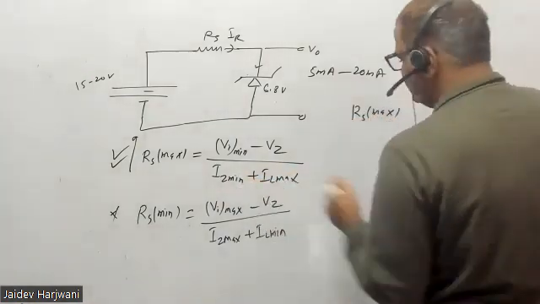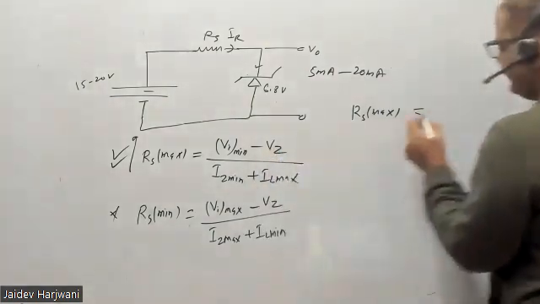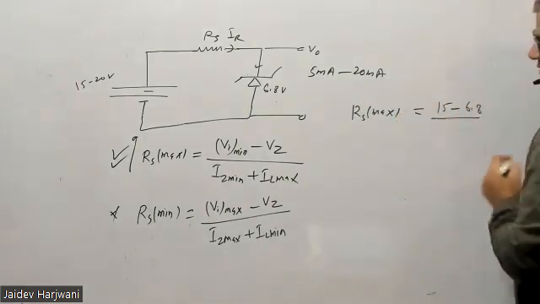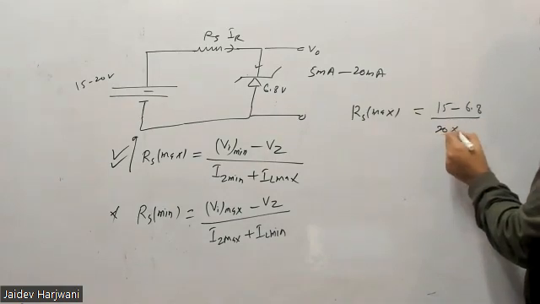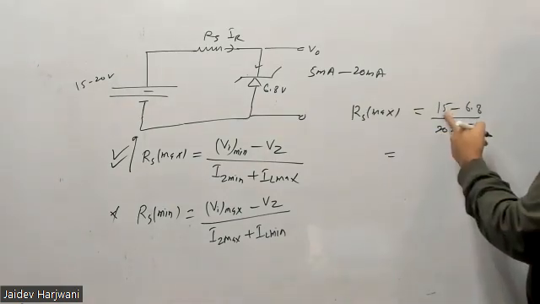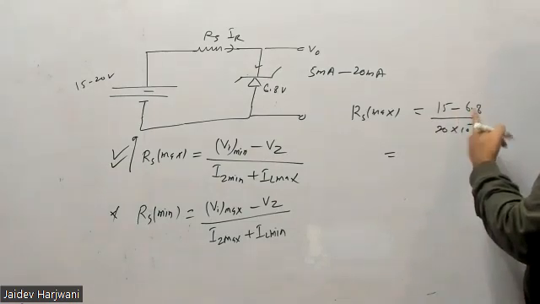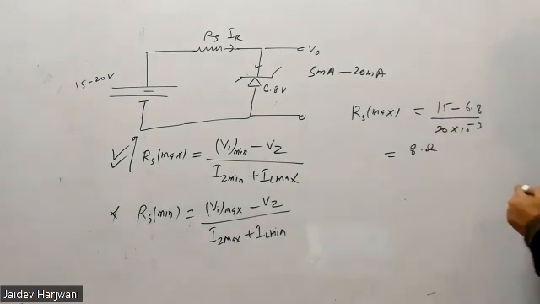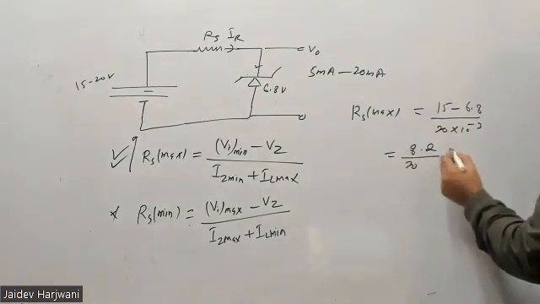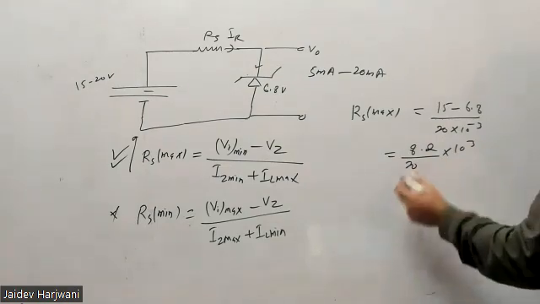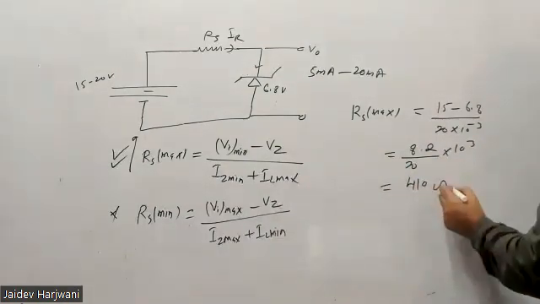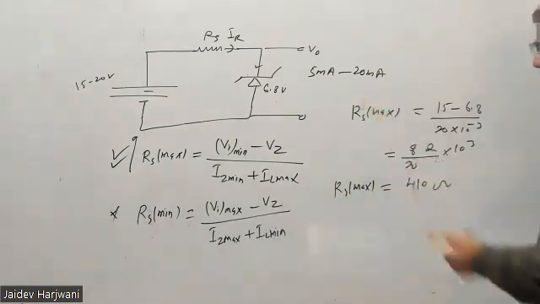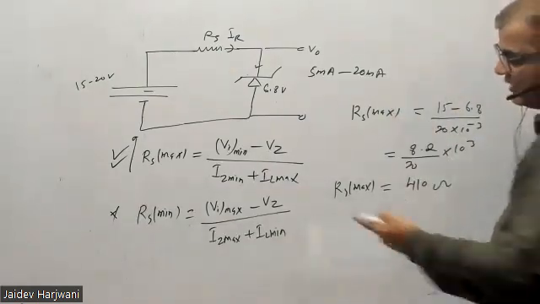So what will the RS max be? I'm putting this as 0. This V minimum is 15 volt, VZ is 6.8, and IL max is 20 milliampere. So 15 minus 6.8 becomes 8.2, and this is 20 milliampere, which is 20 over 1000. If you solve this, RS max will come to 410 ohm. This is the maximum value.